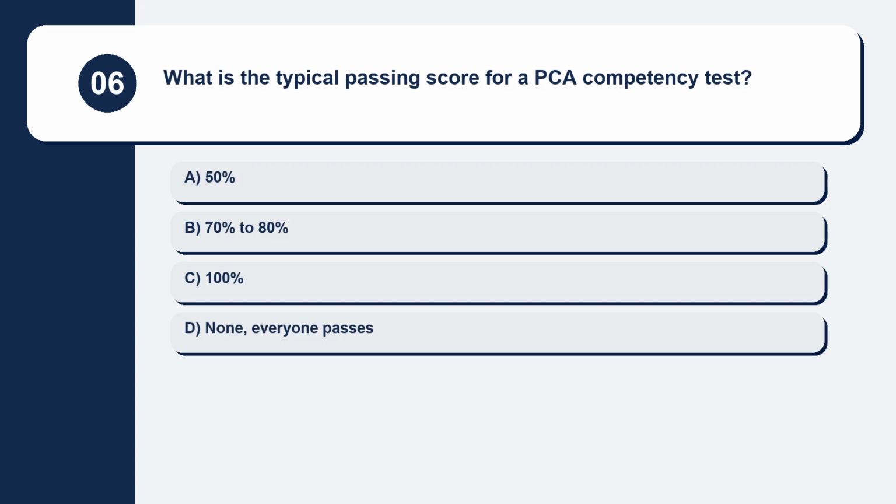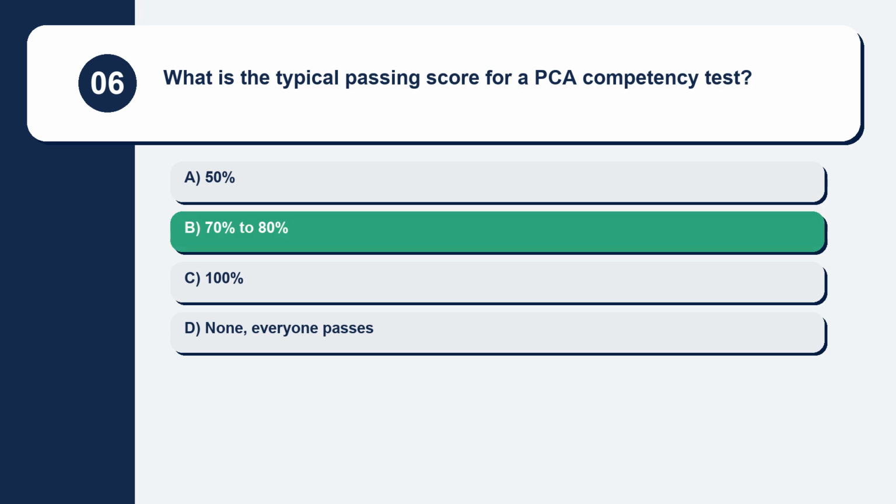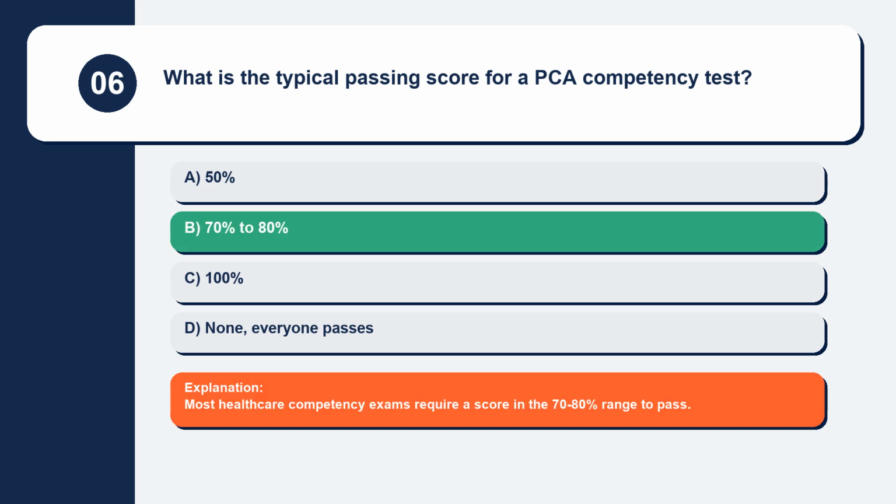Question 6. What is the typical passing score for a PCA competency test? 50%, 70% to 80%, 100%, none, everyone passes. Most healthcare competency exams require a score in the 70 to 80% range to pass.